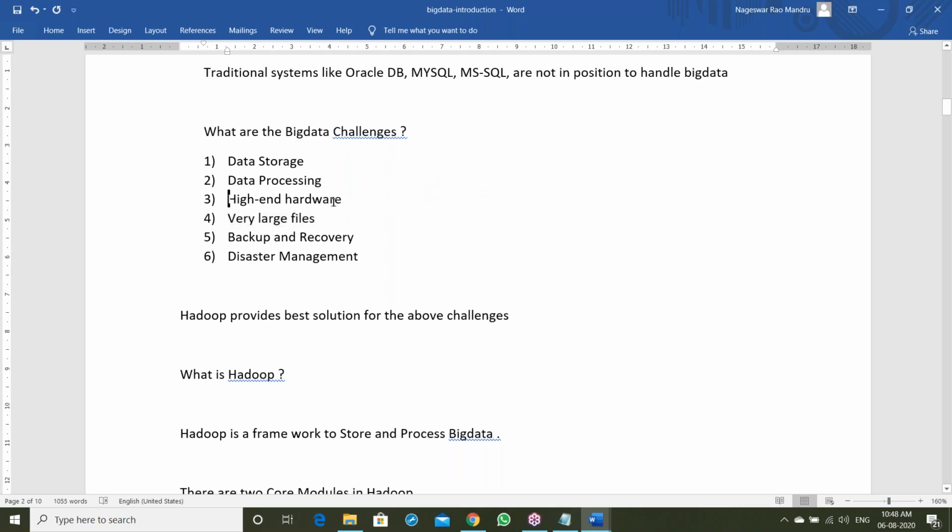Next, with Hadoop, high-end hardware is not necessary. That means RAID disks are not necessary. We can go for commodity disks here, commodity, cheaper hardware. We can use cheaper hardware. Okay, right? Next, backup and recovery. Let us come to that next.